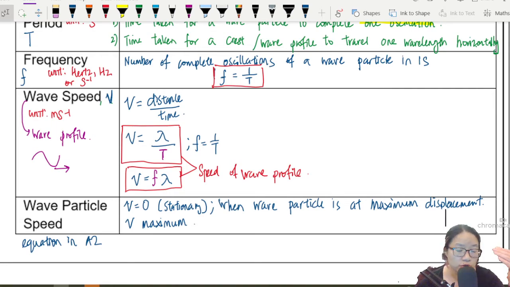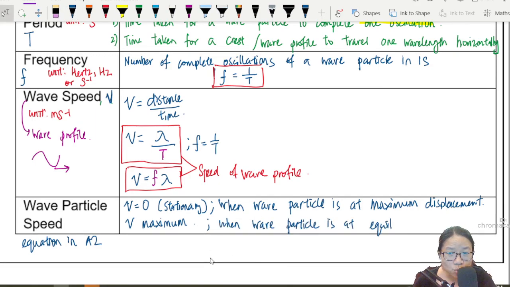Another useful visual for this is to think about a spring. As a spring oscillates up and down, the mass that you hang on the spring will be temporarily stationary at the highest and at the lowest point. So when the particle is at maximum displacement, velocity is zero. Where is the spring the fastest? Right in the middle, when the wave particle is at the equilibrium position.